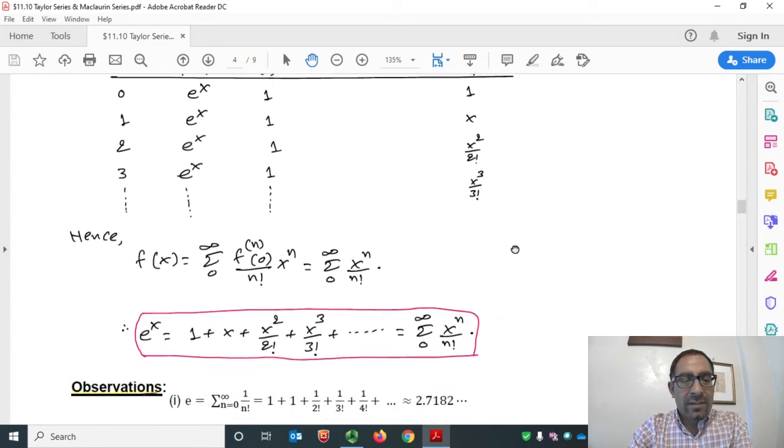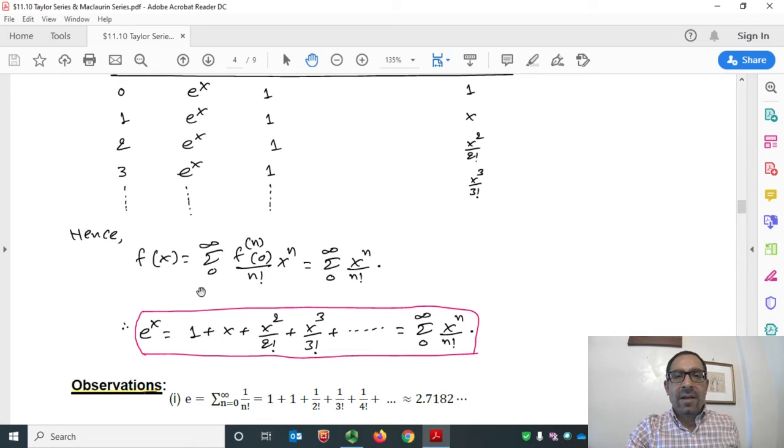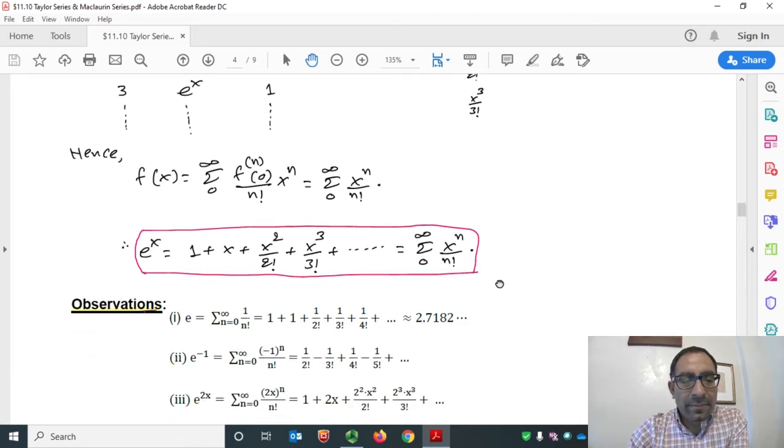Hence, the Taylor series expansion of e to the x turns out to be, in expanded form, 1 plus x plus x squared over 2 factorial plus x cubed over 3 factorial plus dot dot dot. Or in compact form, it is simply the summation with n running from 0 to infinity of x to the power n over n factorial. Great. Now let's move on.